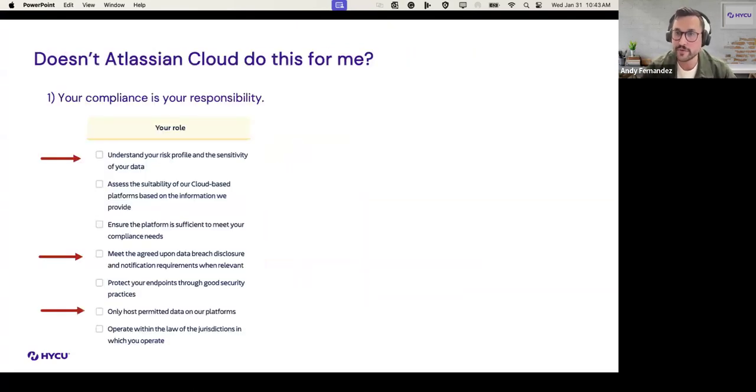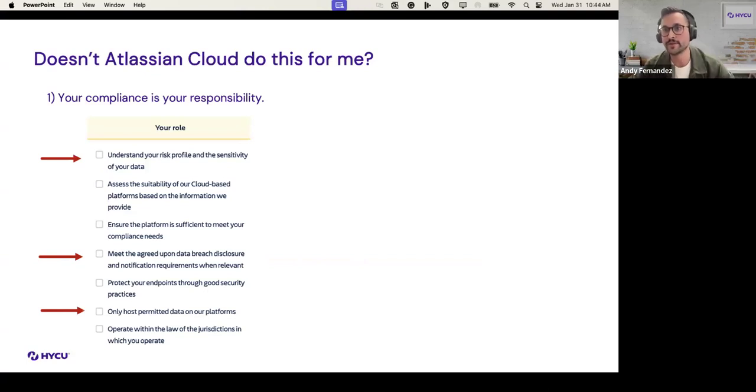But let's dive in a little bit more. In the same documentation that Atlassian provides, you actually see an explicit breakdown, bulleted, about your role as an organization, your role as an Atlassian Cloud customer. And the first thing that we see is that compliance is still your responsibility.